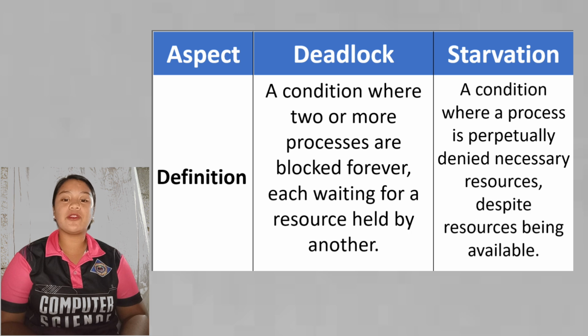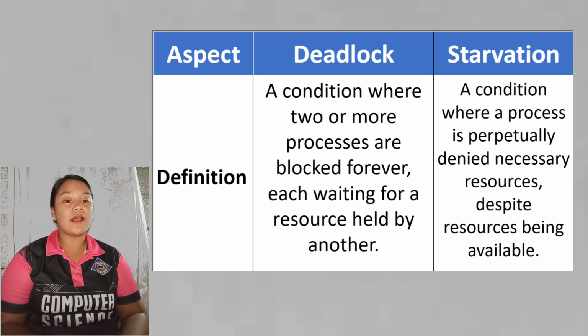The difference between deadlock and starvation. In terms of their definition, deadlock is a condition where two or more processes are blocked forever, each waiting for a resource held by another, while starvation is a condition where a process is perpetually denied necessary resources despite resources being available.